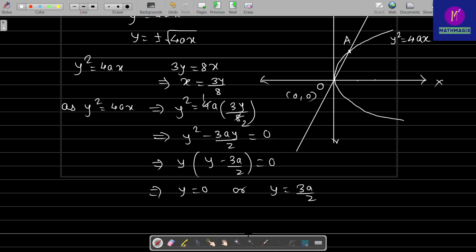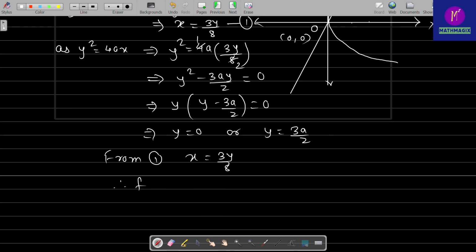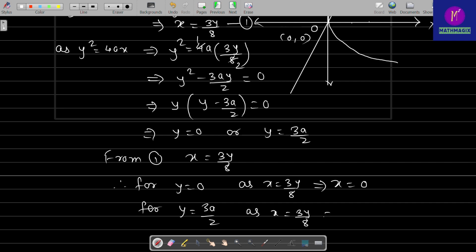Let us find out the corresponding value of x. Let us use this equation 1. So from 1 we can say that x is equal to 3y by 8. Therefore for y equal to 0, as x is equal to 3y by 8, x is also 0, and for y equal to 3a by 2, as x is 3y by 8, that implies x is equal to 3 by 8 into 3a by 2. So the answer is 9a by 16.